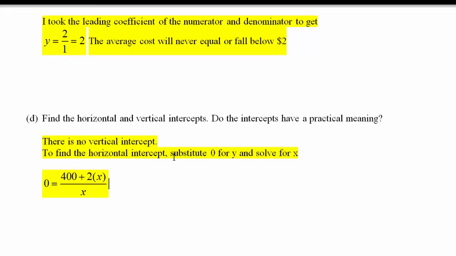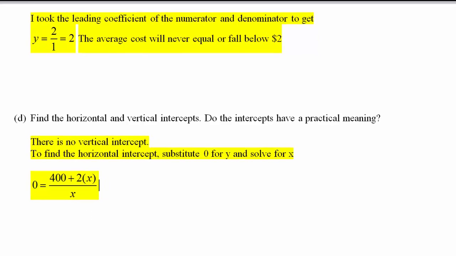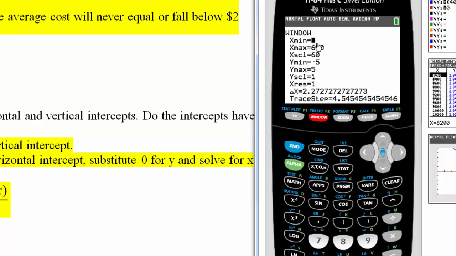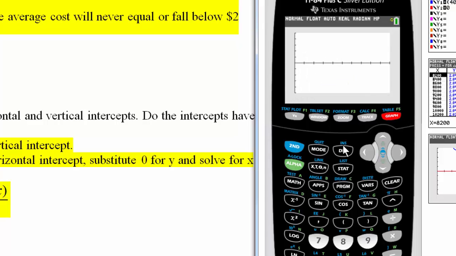So to find the horizontal intercept, we're going to substitute 0 for y and solve for x. We could either graph both sides of the equation, or we could actually cross-multiply. Right? If we cross-multiply, we'd have 0 equals 400 plus 2x, and then we would just solve. But I'll graph it. So here's me graphing the right side of the equation and the left side of the equation. My window, we said, will go from 0 to 600. Remember, we're looking for the straight line at y equals 0, so I'm going to just do a little bit below 0 and above 0. And here's my graph.